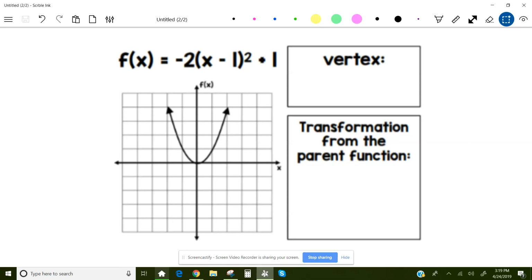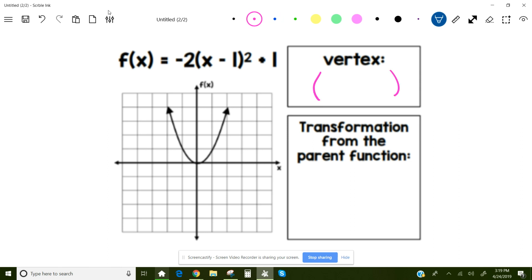Okay, and we're back. So we're going to go through two problems that you have on the inside of your foldable. This one is on the right-hand side and in the middle, I believe. So we have f of x is equal to negative 2 times (x minus 1) squared plus 1. Our parent function is already drawn for us, which is great. So now all we need to do is write our vertex. So don't forget about our h and our k.